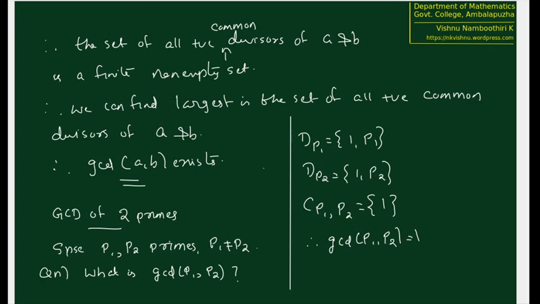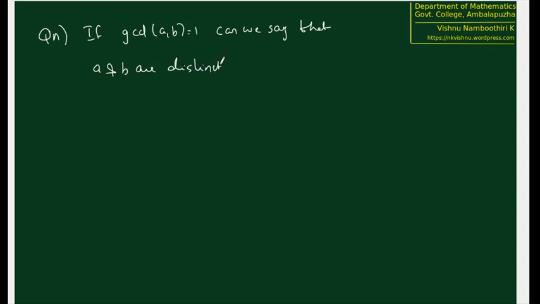Now we are going to make a slightly different definition using this property. We have two distinct primes, then GCD 1. If two numbers A and B have GCD equal to 1, we cannot say that they are prime. So we make a question here: if the GCD of A and B is equal to 1, can we say that A and B are distinct primes? Note that we observed previously that if A and B are distinct primes, P1 and P2, then the GCD is equal to 1. Now the question is the converse. If the GCD is equal to 1, can we say that they are distinct primes?